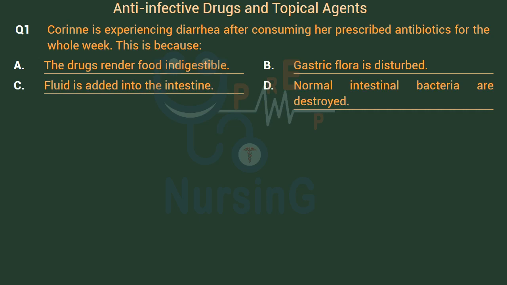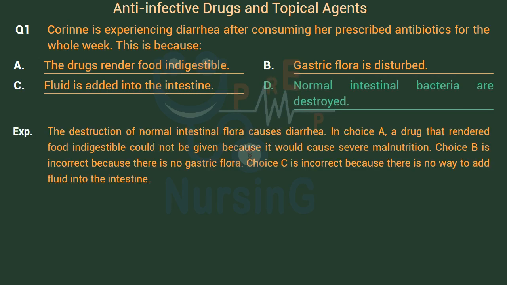Right answer is Option D. Normal intestinal bacteria are destroyed. The destruction of normal intestinal flora causes diarrhea. In choice A, a drug that rendered food indigestible could not be given because it would cause severe malnutrition. Choice B is incorrect because there is no gastric flora. Choice C is incorrect because there is no way to add fluid into the intestine.